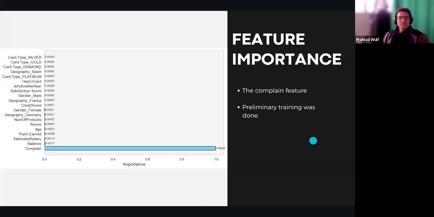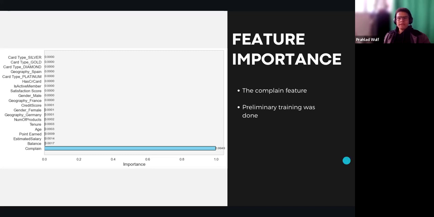So talking about feature importance, preliminary training was done using multiple models, and the complaint feature came up as basically a 1-to-1, which also made all the other features basically useless. And the models that were being trained were getting 100% accuracy, which is overfitting. So the complaint feature needs to be removed for accurate model prediction.